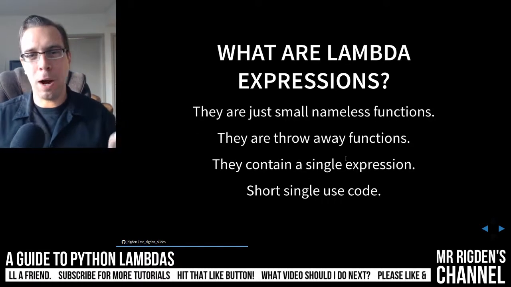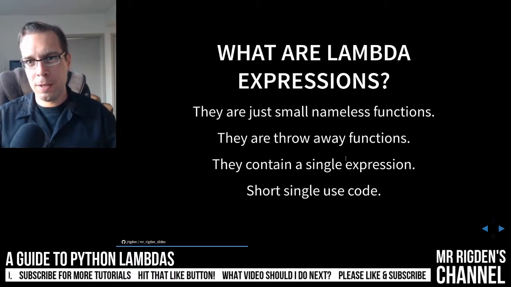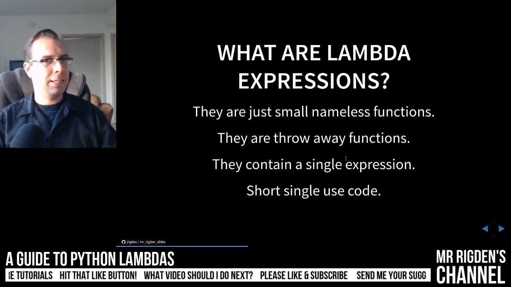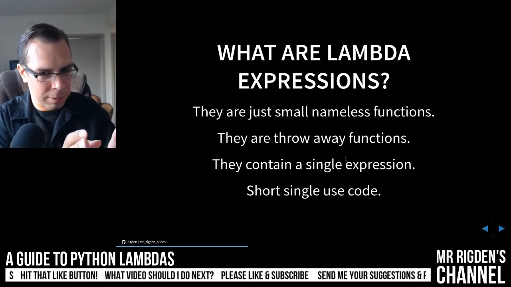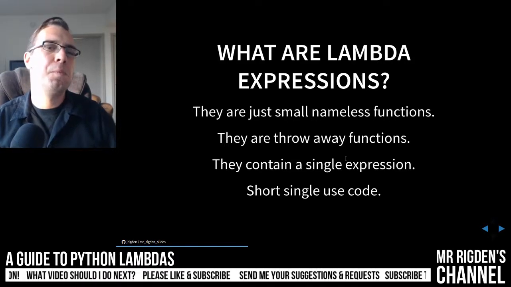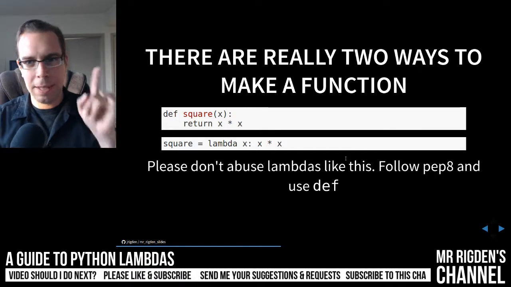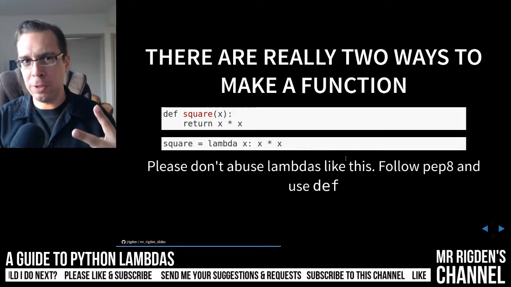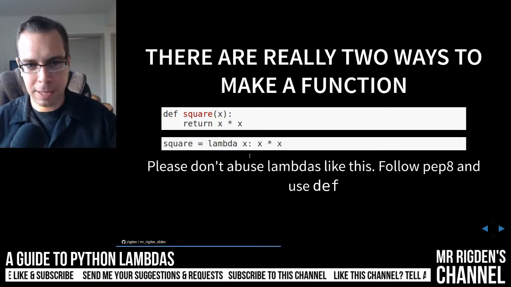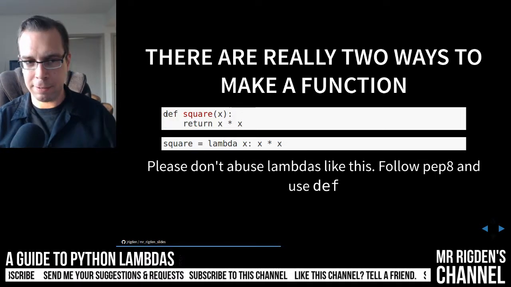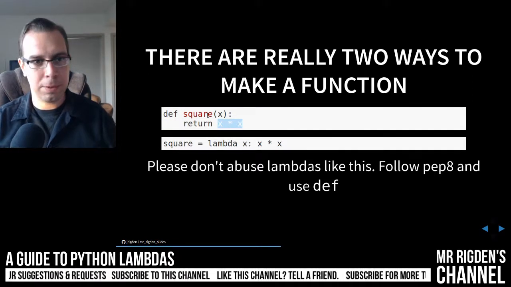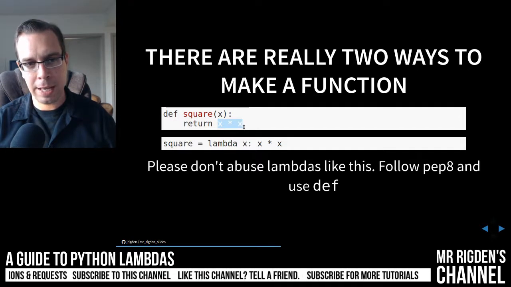Okay, so what are Lambda expressions? They're just small, nameless functions. They're like throwaway functions that contain a single expression. They're short, single use, throwaway, disposable code. Probably a little bit confusing. There are really two ways to make a function. This is the way that hopefully you know: defining a function. So we're going to define this square function that is going to square. So we give it x and it will return x times x, okay?